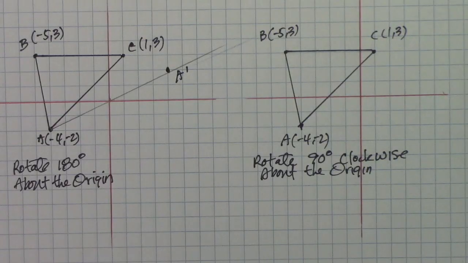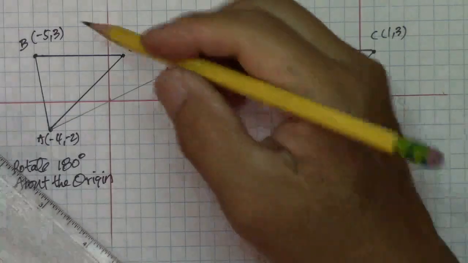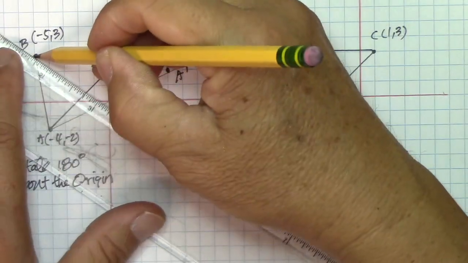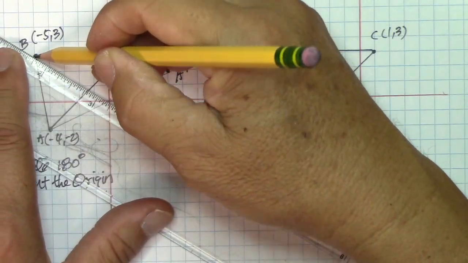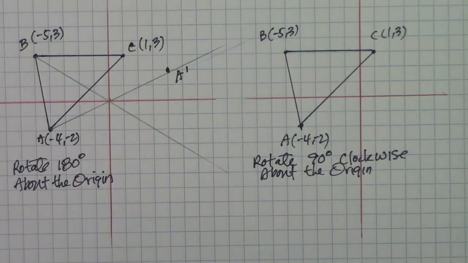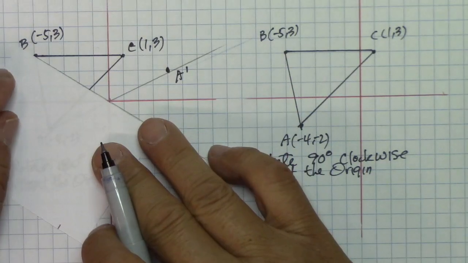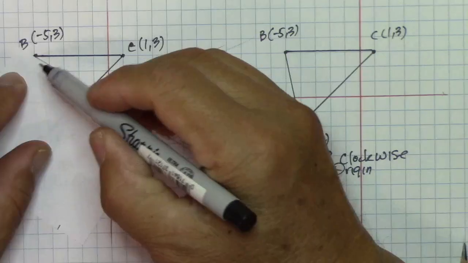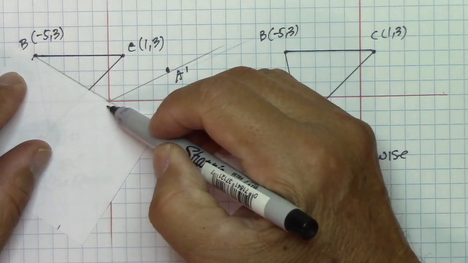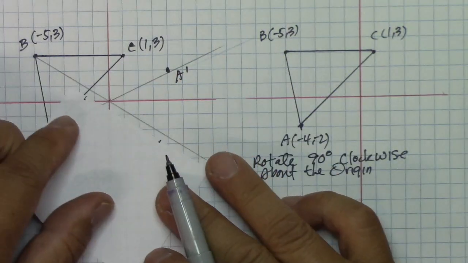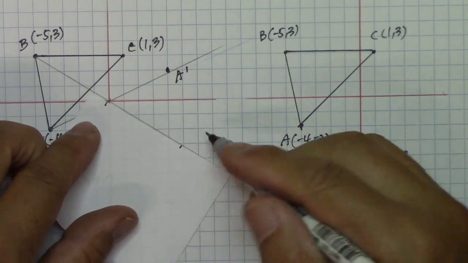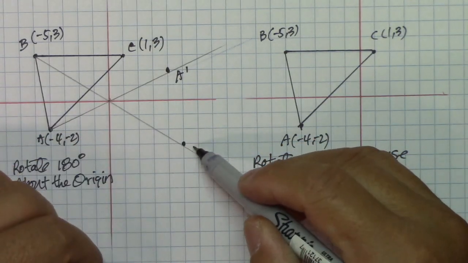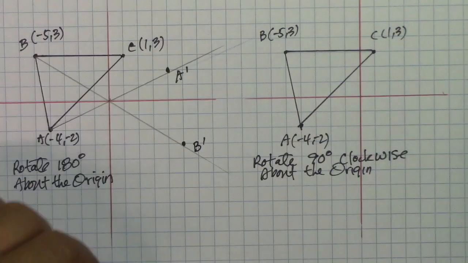And we're going to do the same thing where we draw a line from B through the origin and extend that line to the opposite side, and we're also going to measure that, or make a replica of that distance and transfer that onto the opposite side. Ta-da! And that becomes B prime.